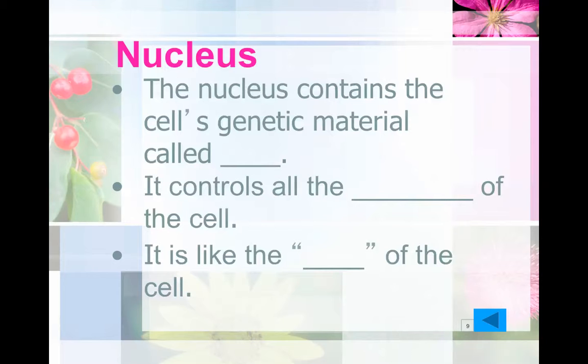Next, we're going to talk about the nucleus. It contains the genetic material. We all know that as DNA. My slide doesn't show it clearly, but it's DNA. It controls all the functions of the cell. It is the brain of the cell.